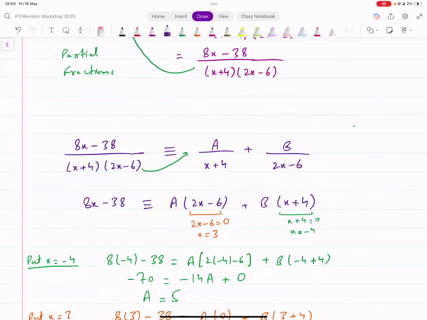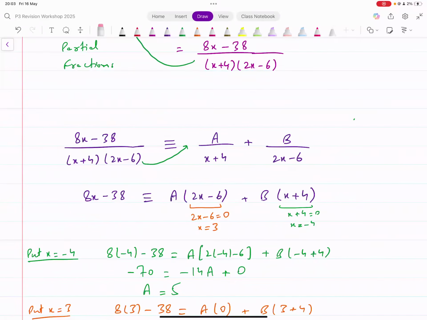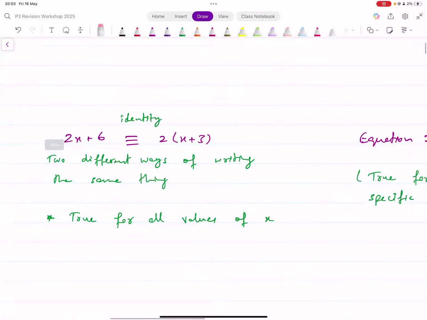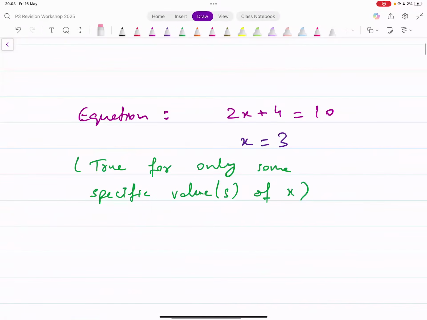For this, first of all, you need to know the concept of an identity. So if you have an equation like this, for example, 2x plus 4 equals 10, you get a solution from this that's x equals 3. Now, for any equation, you only have some specific values of x that satisfy that equation. For example, in this case, only x equals 3 satisfies this equation. If you have a quadratic equation, you can have two solutions for that. If you have a cubic equation, you can have three solutions for that, and so on.